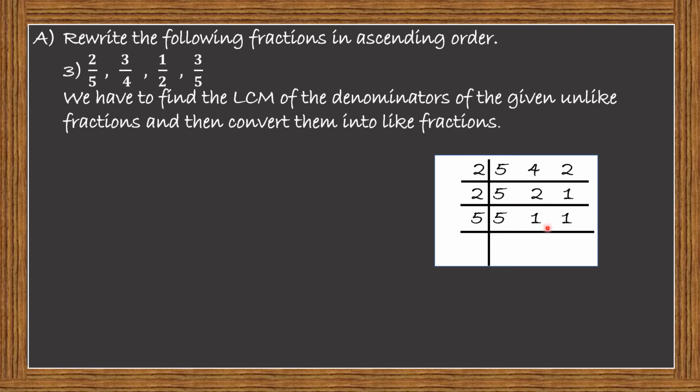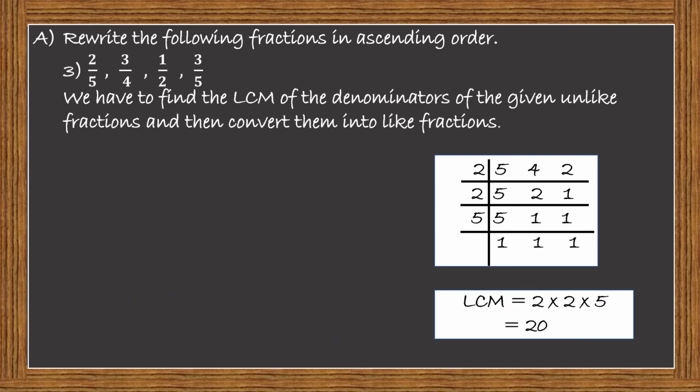So it is 2 1s are 2, and 1 will be as it is, 5 will be taken as it is. And now divided by 5. So these numbers when we multiply, we will get the LCM of 5, 4 and 2. The LCM is 2 into 2 into 5. 2 2s are 4 and 4 5s are 20.